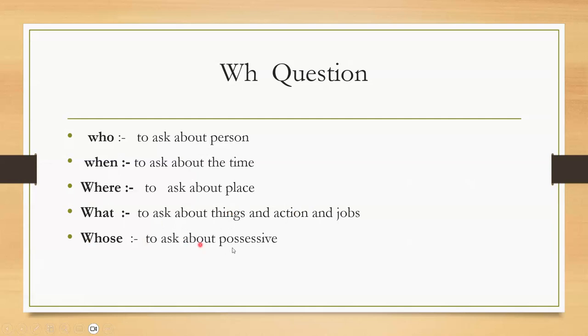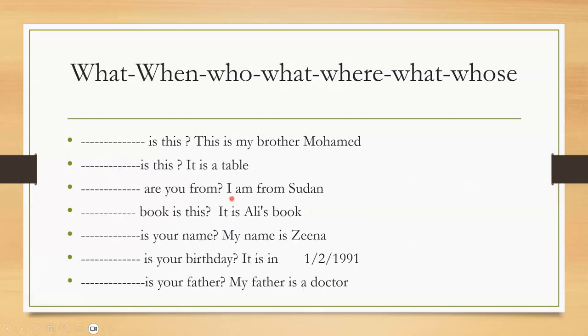Okay, whose is used to ask about possessive, the thing about ownership. Whose bag is this? Okay. Now, dash is this? This is my brother Muhammad. I will use what? To ask about the person. Yes, very good. Who is this? This is my brother Muhammad. Dash is this? It is a table. Table is a thing. I will use what? What is this? It is a table.